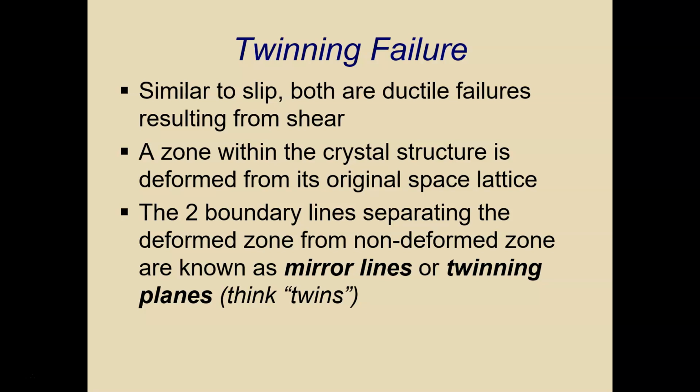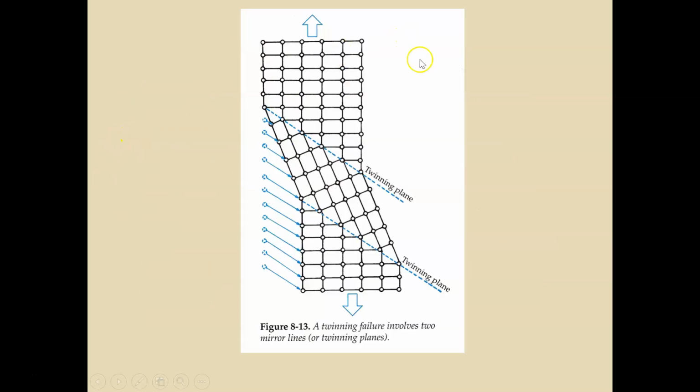Now let's talk a little bit about twinning. Twinning is similar to slip. Both are ductile failures resulting from shear. A zone within the crystal structure is deformed from its original space lattice. The two boundary lines separating the deformed zone from the non-deformed zone are known as mirror lines or the twinning planes. So you think twins, same on one side as the other. And there you have the twinning plane, 2 twinning planes, and you have the deformation on either side.